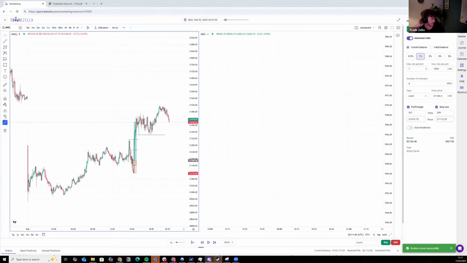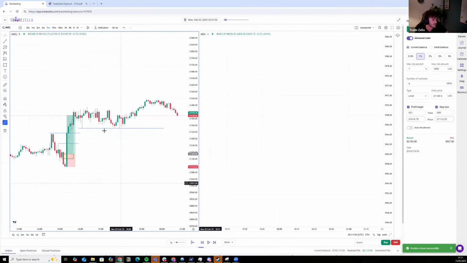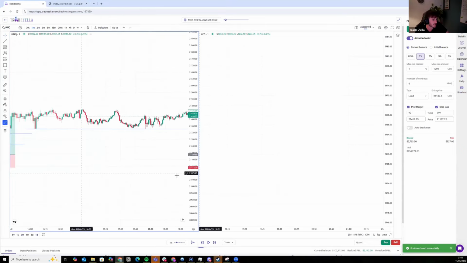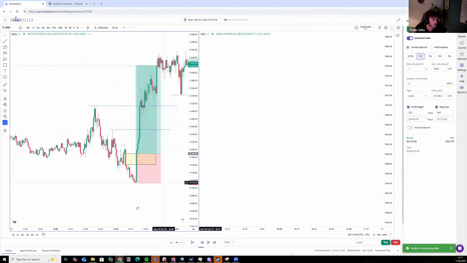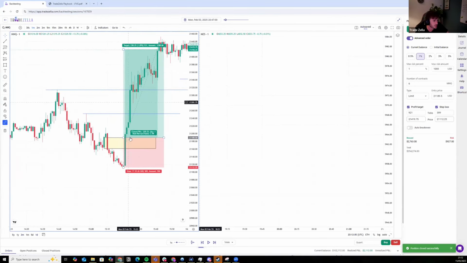Right, you don't always need SMT divergence, but it does increase the win rate a lot more. If this didn't have such strong displacement here, right? If this displacement wasn't super, super strong and this wasn't so bullish, I probably wouldn't have taken it, right?